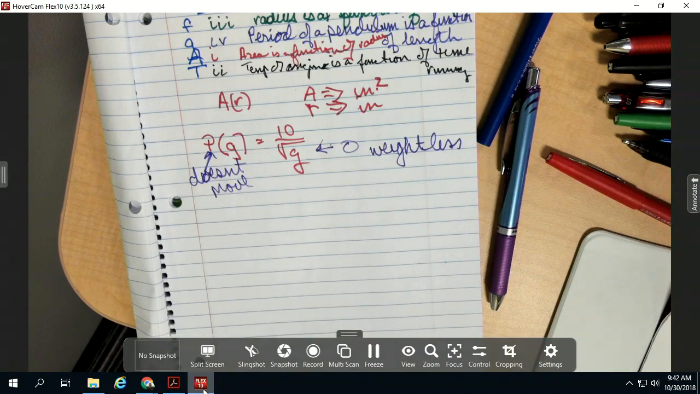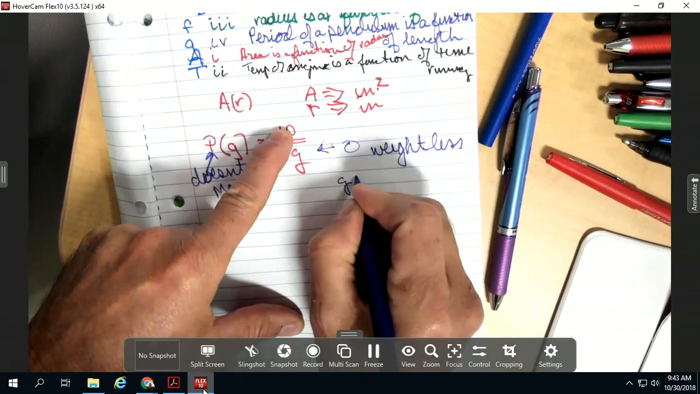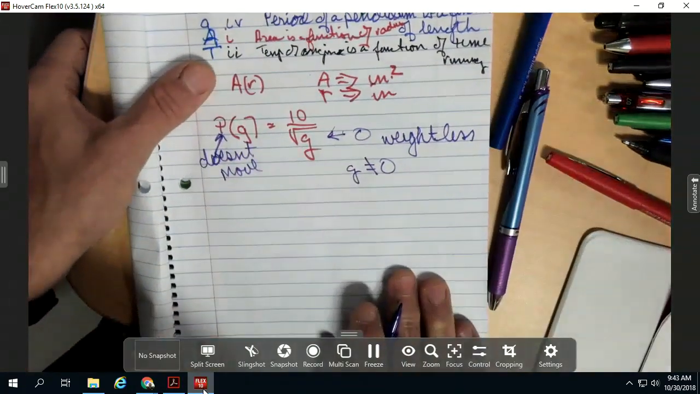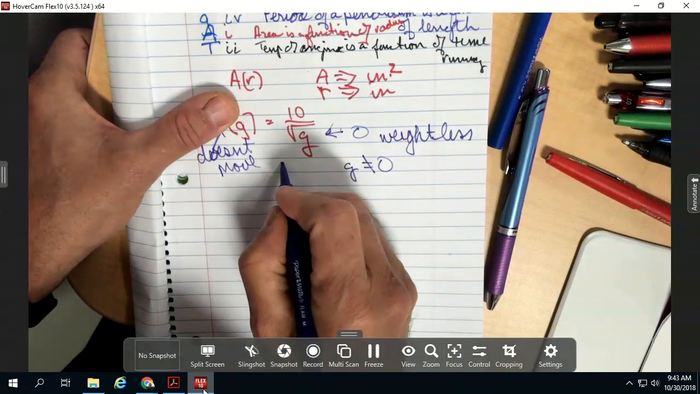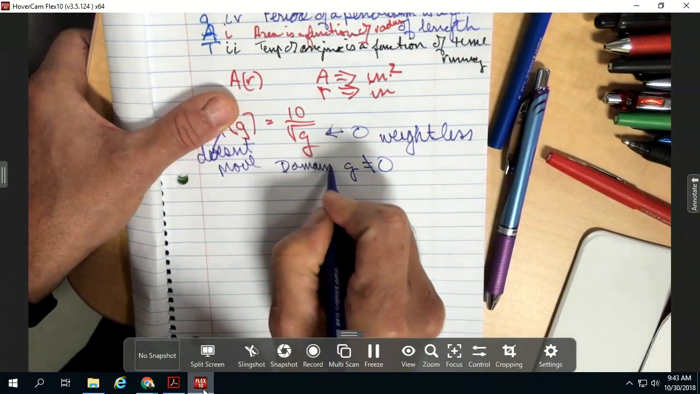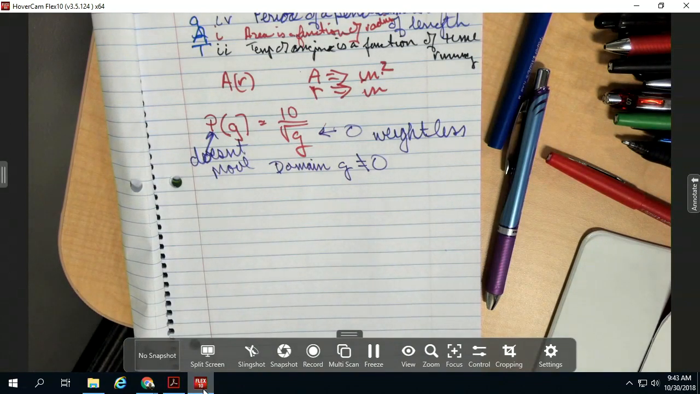Now, the thing that I never liked about when the mathematicians would say, you can't divide by 0, I thought they were like scolding me. No, you can't divide by 0. That's not what they were saying. What they were saying was, if the denominator is 0, you've got big problems. And this is one of those cases. The pendulum will not go back and forth because the denominator is 0. So we would say in this case, g does not equal 0. Or we would say our domain has g not being 0.